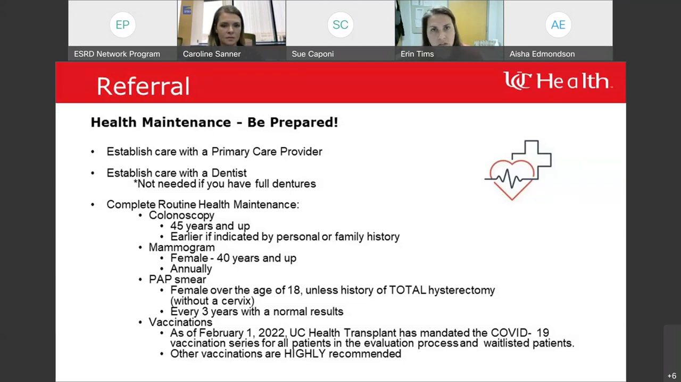Then with vaccinations, we do want to let everybody know that as of February 1st here at UC Health, we are mandating the COVID-19 vaccination. That's either one of Johnson & Johnson or one and two of Pfizer or Moderna. We are not mandating the boosters at this time, but this was a decision made by the team.